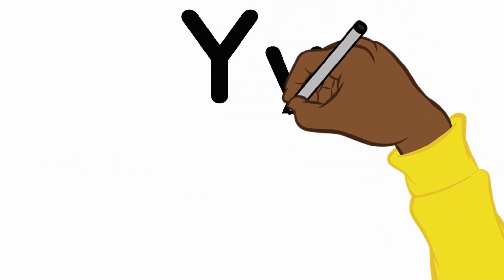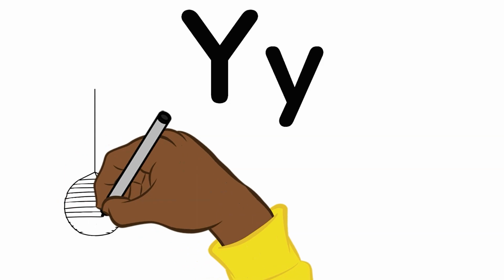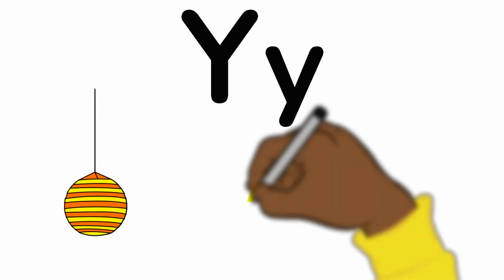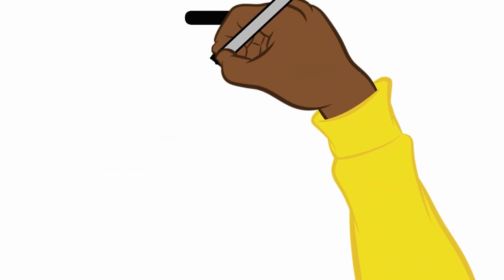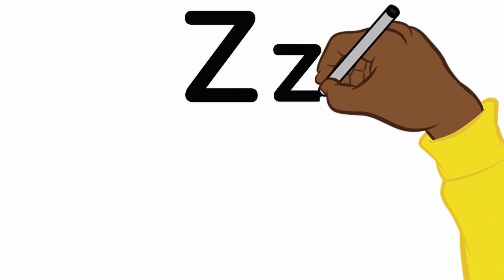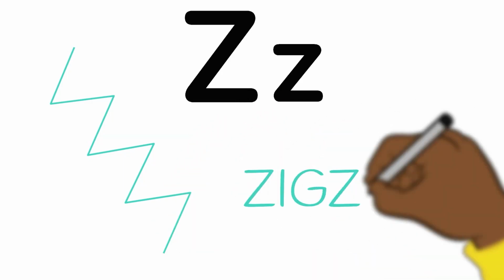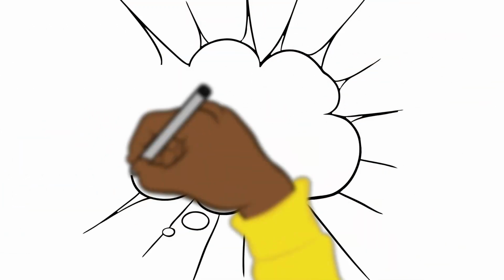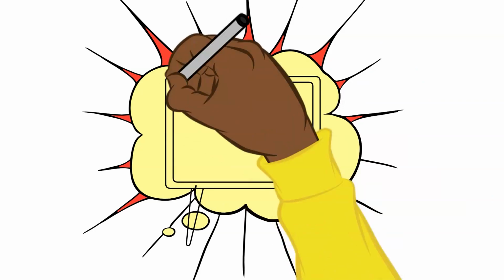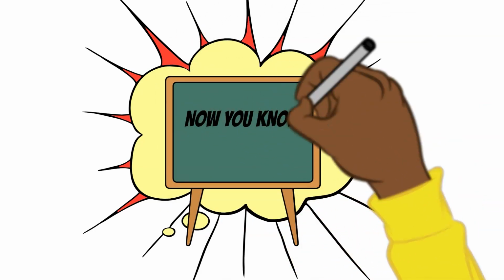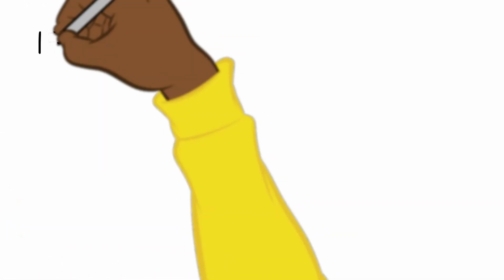Big Y, little y. Y is for yarn. Yarn. Big Z, little z. Z is for zigzag. Zigzag. Now you know your ABCs.